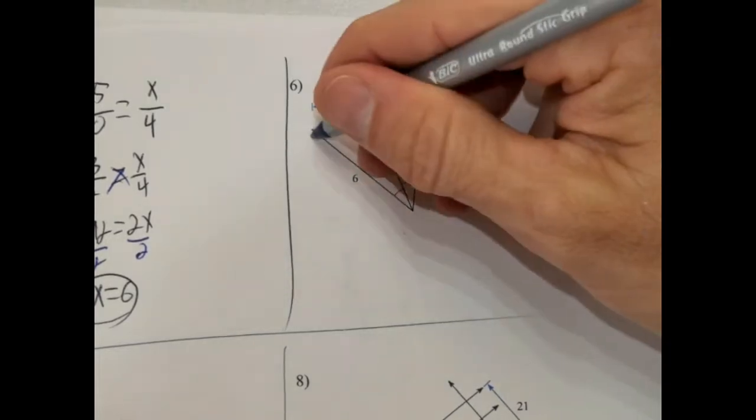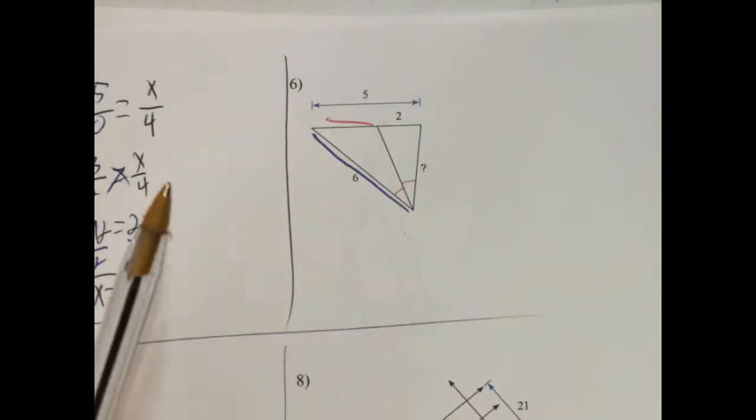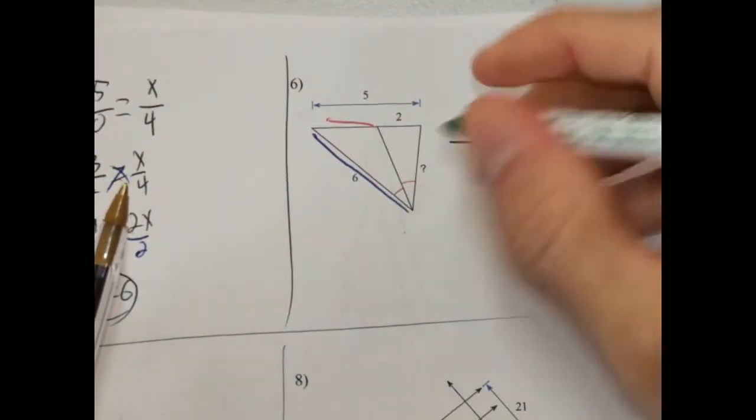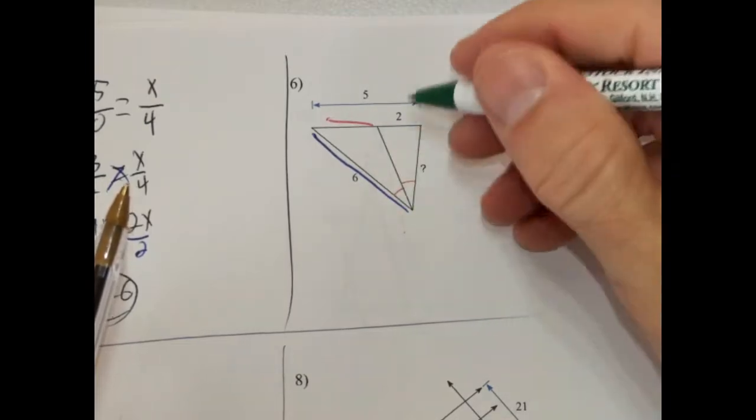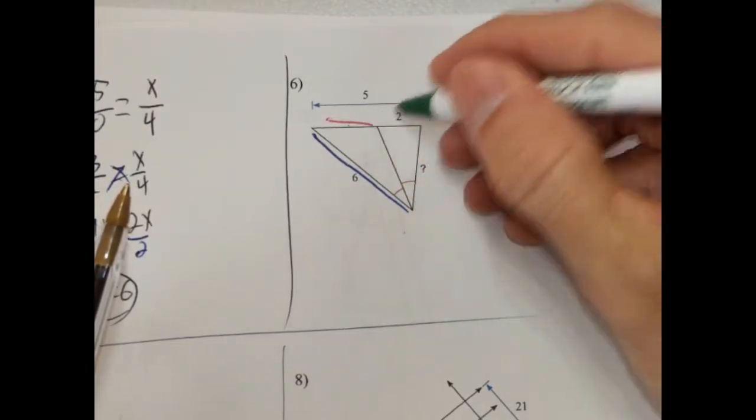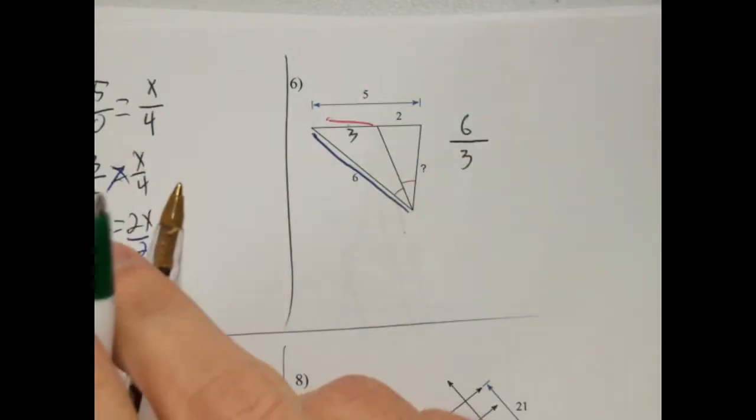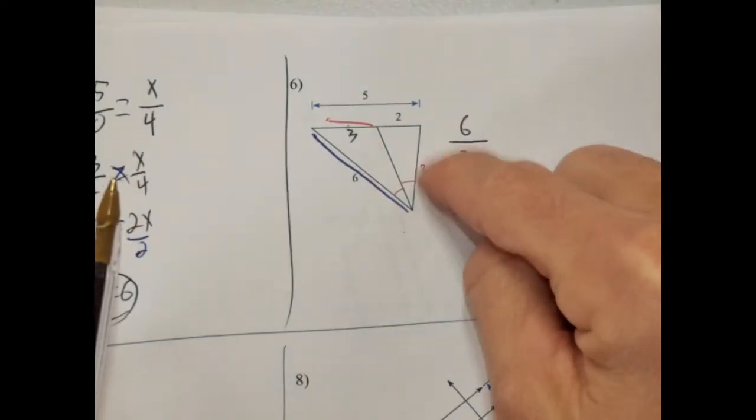Number 6, similar problem. Let's go with blue over red. And it's actually very similar. So blue is going to be 6. Red, we don't know what it is. We know the whole thing is 5. This is 2. That means this has to be 3 because they have to add up to 5. So 6 over 3. This is double that. That means this is probably going to be 4 because it's double 2.